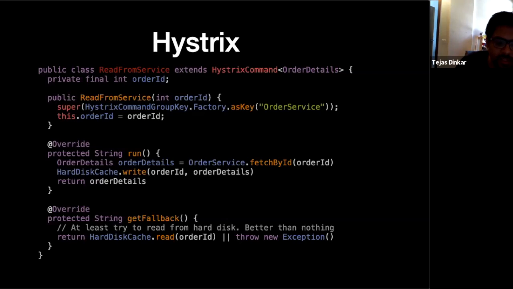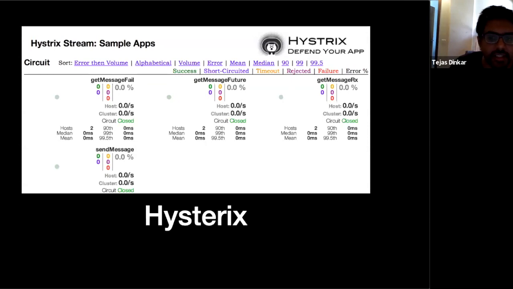And in the fallback, I'll try to read it from the hard disk. But in case that doesn't work, there's still a failure, so I'm just going to throw an exception. But at least some of the requests will even pass with some amount of stale data. Hystrix also provides a great monitoring dashboard, and it looks somewhat like this.